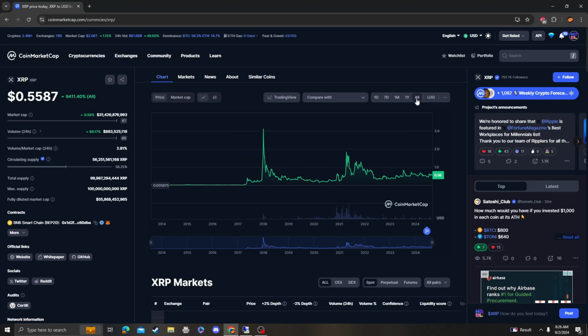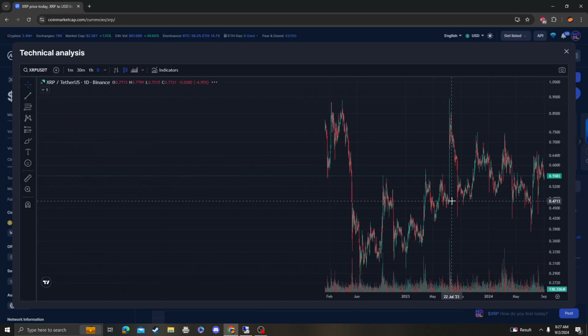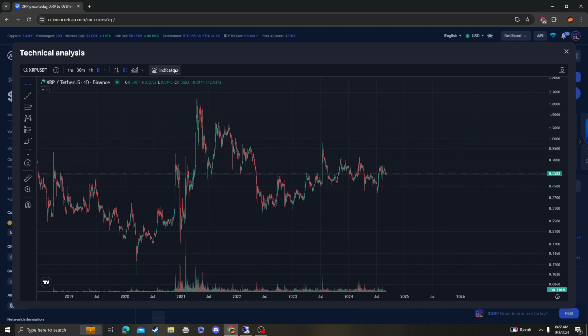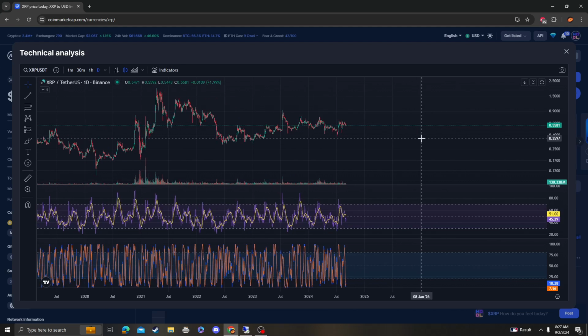Could you please do XRP and price targets for this bull run? Yes, I can. I really need to buy XRP, but it's just too expensive right now. But I might miss out, and who knows.